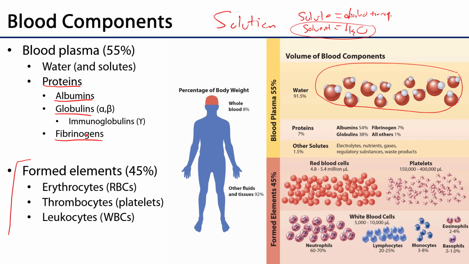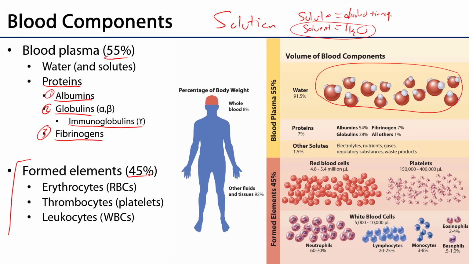The next most abundant are the globulins. Globulins have more of an immune function, and in particular, immunoglobulins, or antibodies, are serum proteins. And then we also have fibrinogens, which are the main clotting or coagulation proteins within the blood. There are other solutes, so electrolytes, nutrients, blood gases, hormones, waste products within the blood plasma, but that's 55% of the total of whole blood.